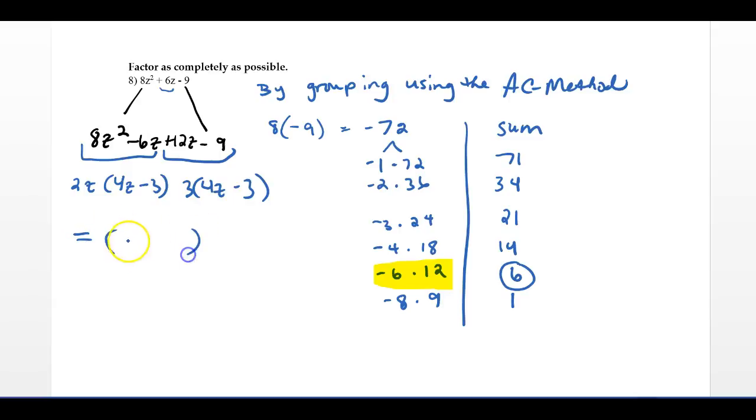Therefore, the final answer includes the common factor 4z minus 3, and the other binomial includes the coefficient 2z and the other coefficient, a positive 3.